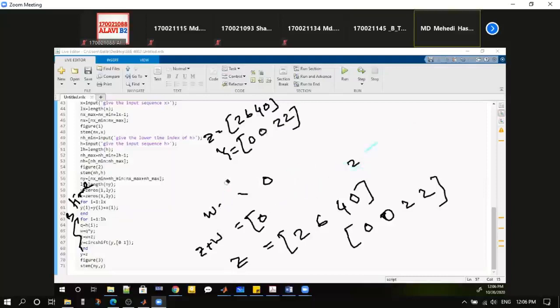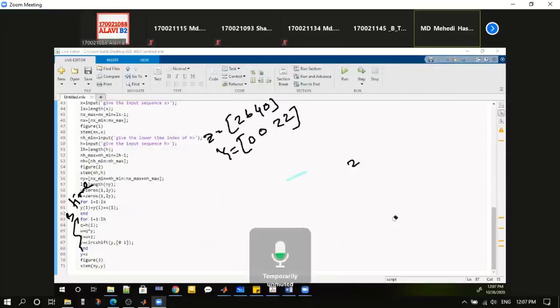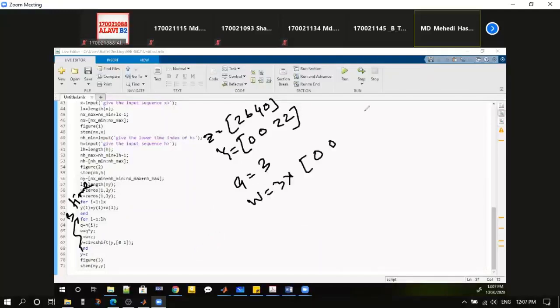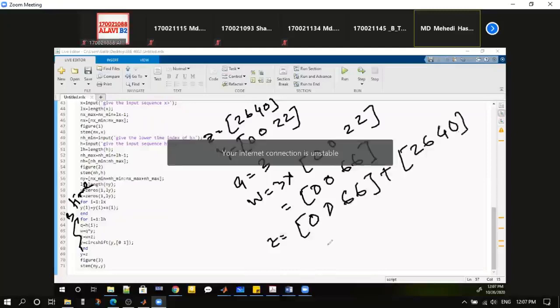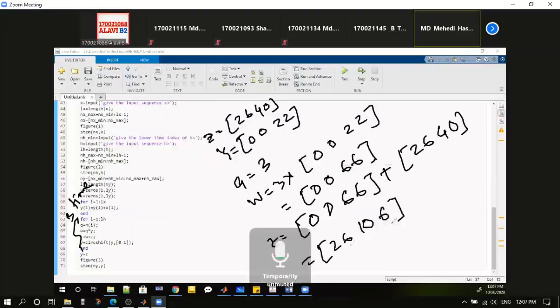So what is the third iteration? What will be the q in the third iteration? Sir, it will be 3. So your w will become 0, 0, 6, 6, isn't it? So now your z will be 0, 0, 6, 6 plus 2, 6, 4, 0. So this will become 2, 6, 10, 6, isn't it? Is it okay? And your y will become 2, 0, 0, 2, isn't it?